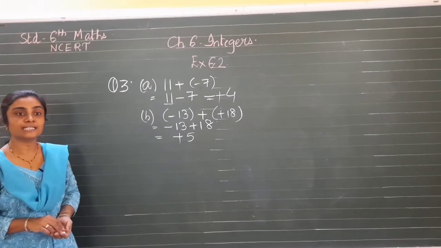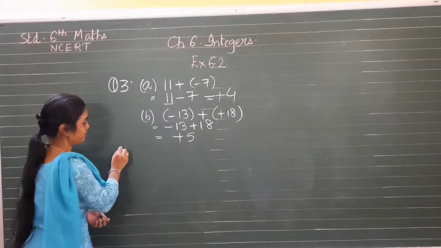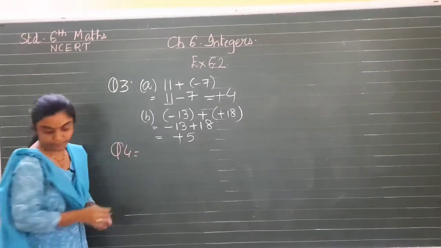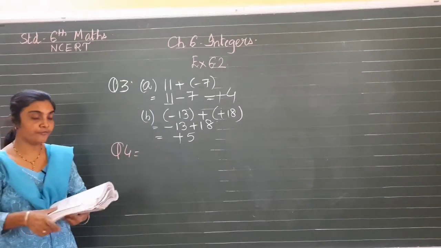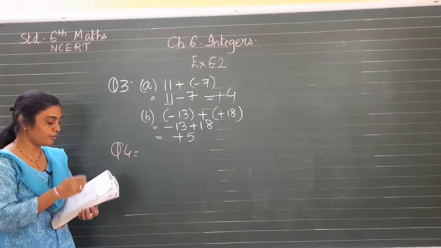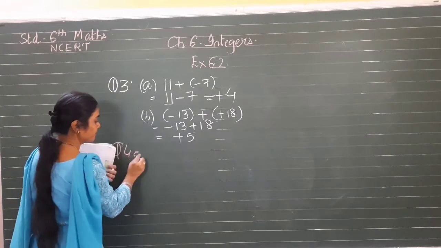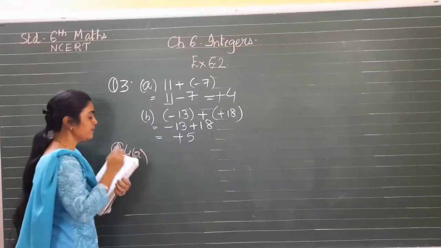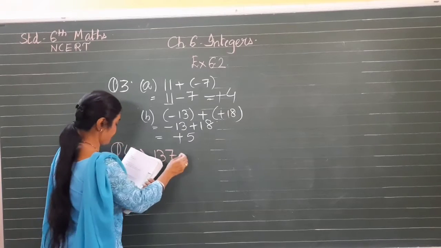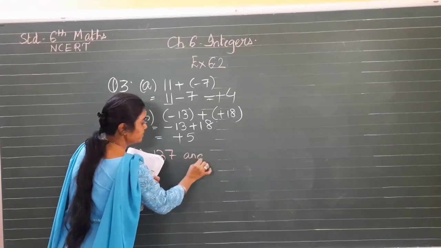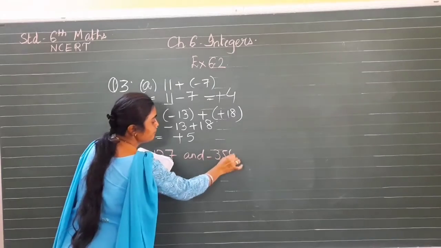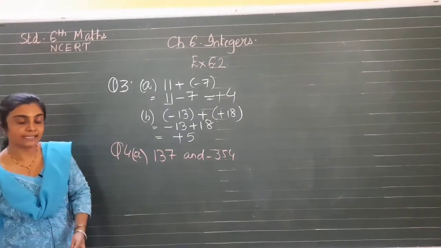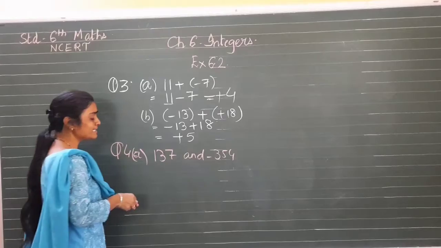Now let us move to the next question number 4. Find the sum of the following numbers. Let us see the first one. 137 and minus 354. So you have to add the numbers. Let us add the numbers.